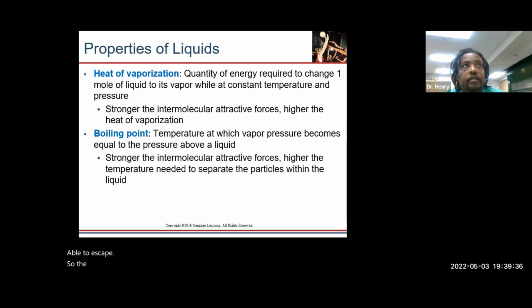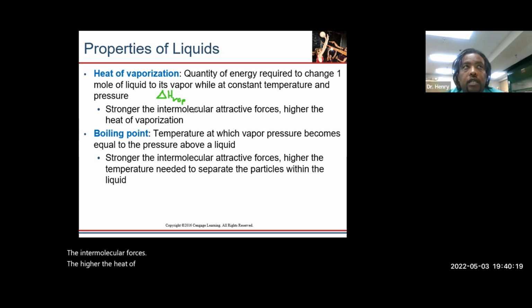So the heat of vaporization, do you guys remember the heat of a reaction? Delta H, we talked about it at the end of chapter 10. So this is delta H vap. Okay, so the heat of vaporization is defined as the quantity of energy required to change 1 mole of liquid to its vapor while at a constant temperature and pressure. Okay, the stronger the intermolecular forces, the higher the heat of vaporization.